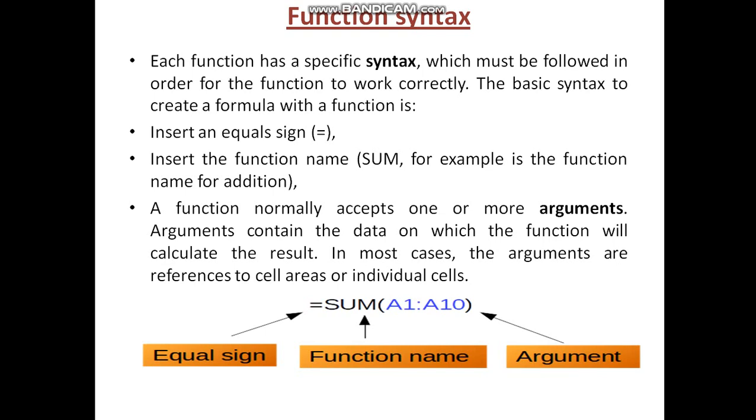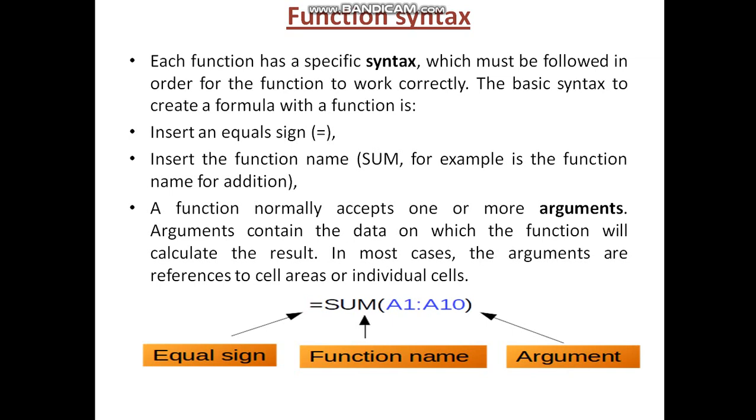Each function has a specific syntax which must be followed in order for the function to work correctly. The basic syntax to create a formula with a function is to insert an equal sign. First, every function starts with the equal sign. After that, insert the function name. Suppose our first function name is SUM. Sum, for example, is the function name for addition. Suppose we want a subtraction, then we use SUB. Suppose we want a multiplication of 2 items, then we use MUL.